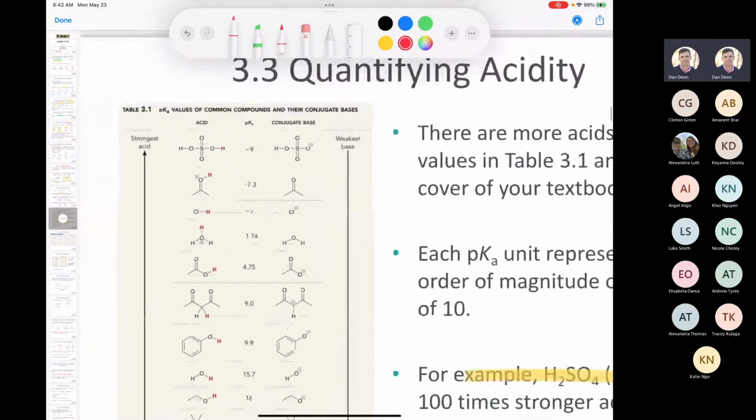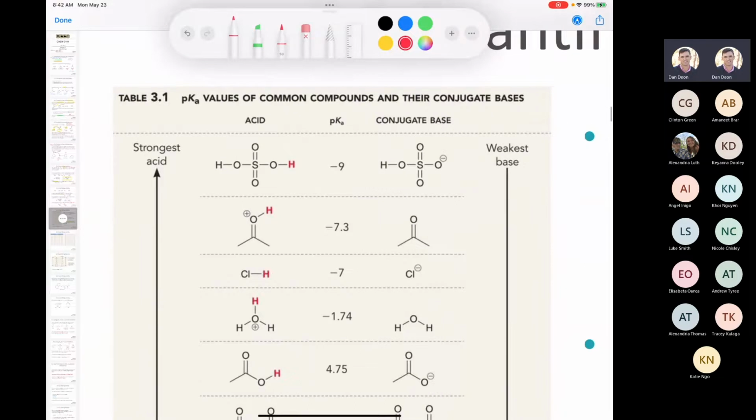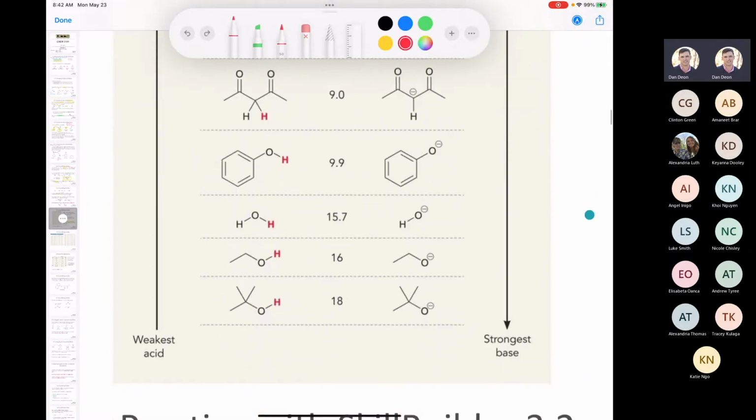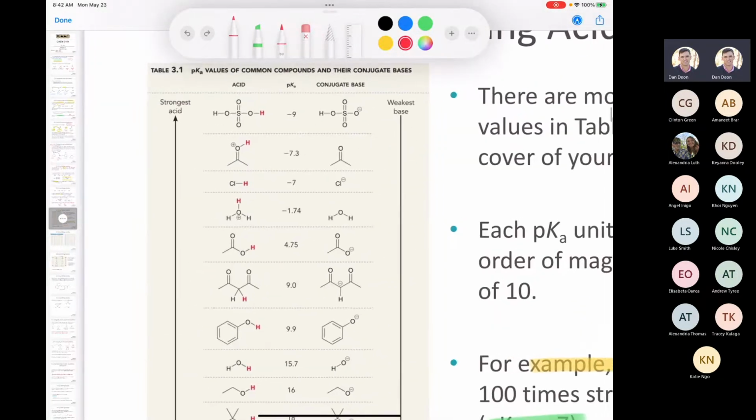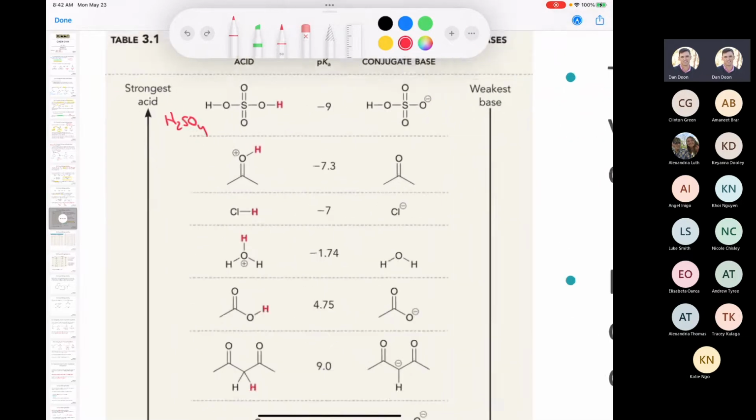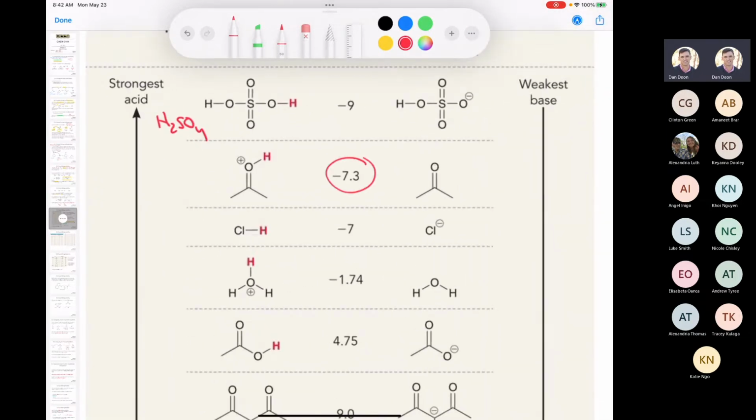All right, so if we look at some pKa values here, another thing that I need you to remember from your general chemistry days is that the stronger your acid is, the weaker its conjugate base is. That is a big thing you've got to remember. Going to the other end of the spectrum, the weaker the acid, the stronger the conjugate base. And you can see the trend for all these pKa's. H2SO4 has a pKa of -9. Then an oxonium ion, which has a pKa of -7.3. Then hydrochloric acid, which is -7.